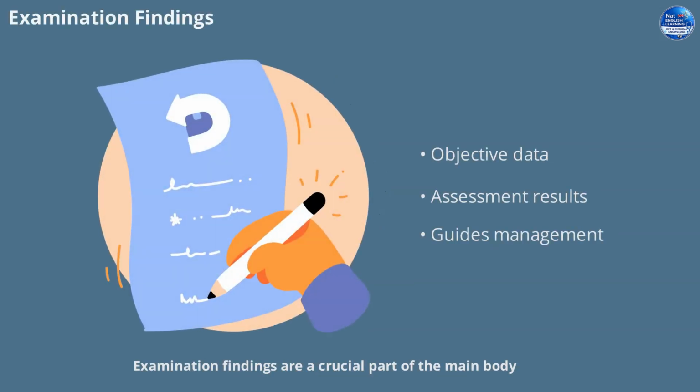Examination findings are a crucial part of the main body. They describe what was observed during the patient's assessment. For example, on examination, blood pressure was found to be elevated. Including examination findings provides objective data for the recipient and guides further management.